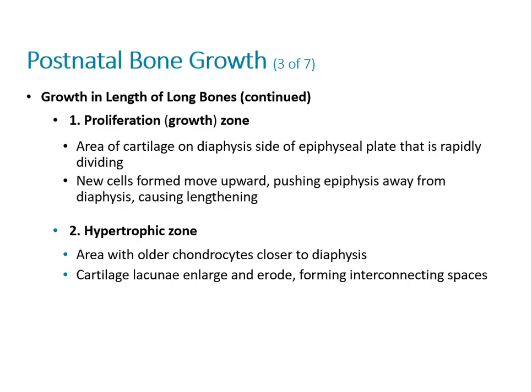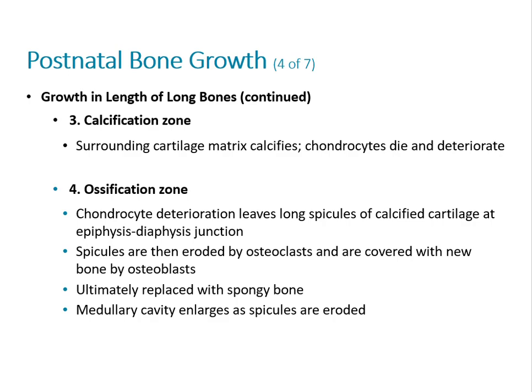Then the hypertrophic zone is an area where older chondrocytes closer to the diaphysis are located, and the cartilage cells in the lacunae there enlarge and erode, forming more interconnecting spaces than what we think of as normal cartilage matrix. Then we have the calcification zone. This is an area surrounding cartilage matrix that is calcifying. This is where the chondrocytes are starting to die and deteriorate, and then they move into the ossification zone, where the chondrocyte deterioration continues, but is leaving long spicules as a result.